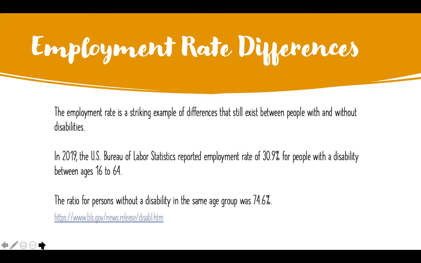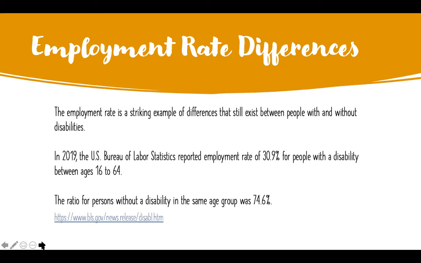In 2019, before the pandemic, the Bureau of Labor Statistics reported the employment rate of people with disabilities as 30.9%. So 3 in 10, 30 in 100, of people with disabilities between 16 and 64 are employed. Contrast that with the ratio for people without disabilities in the same age group, 74.6%. That's 7 in 10 or 70 in 100.